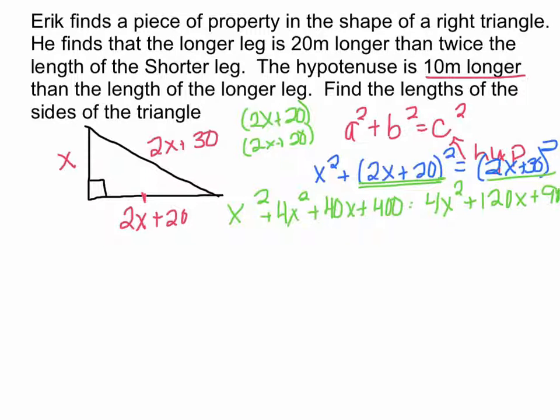And now, knowing that you guys are good students, I'm going to go ahead and do a few steps at once. I'm going to subtract this 4x, never mind. Before I do that, let me go ahead and simplify a little bit to make our lives easier. Here I have 5x squared plus 40x plus 400 equals 4x squared plus 120x plus 900.